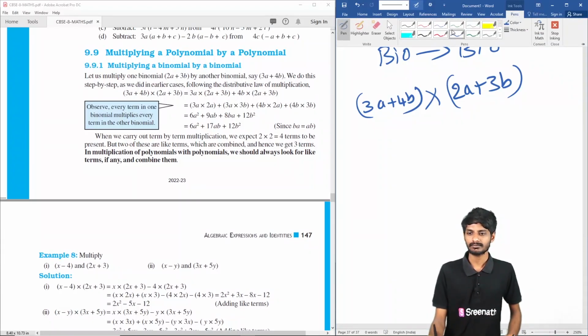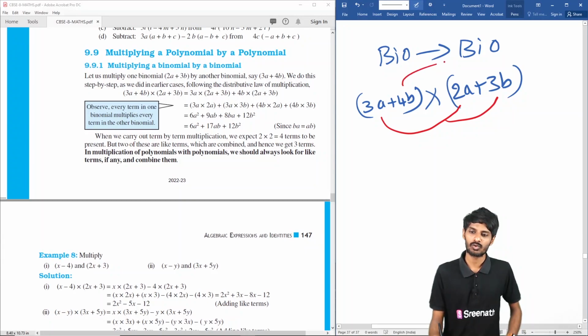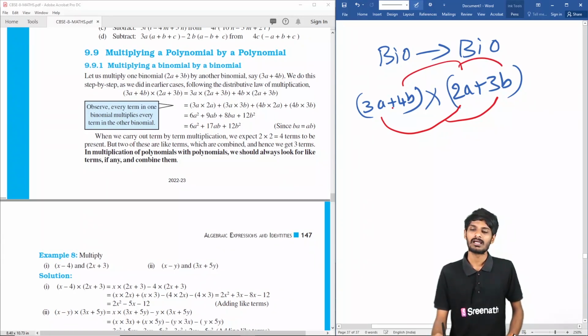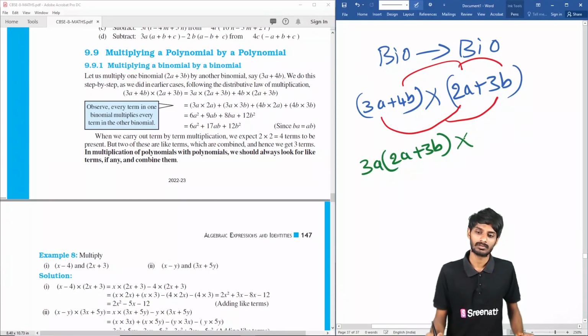That is, you have to multiply this 3a with the 2a and the 3b. And you have to multiply this 4b with this 2a and this 3b. So you will get 4 terms here. That is 3a into 2a plus 3b, written like this so that the process will be easy, plus 4b. We have to multiply the 4b into this term, 2a plus 3b.